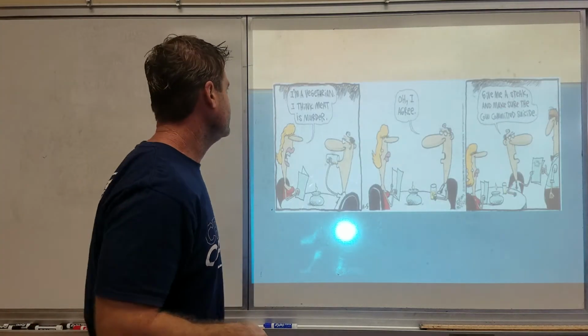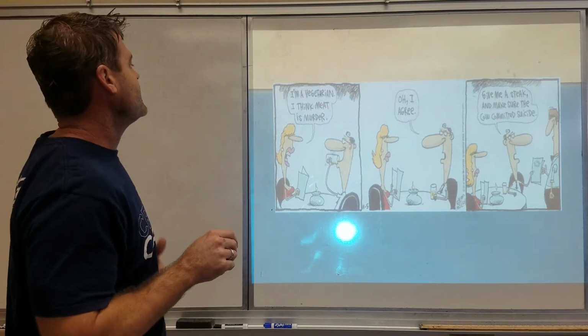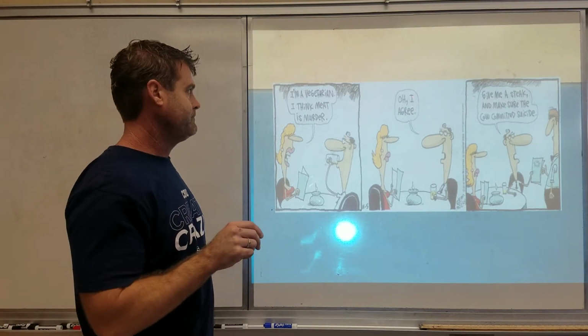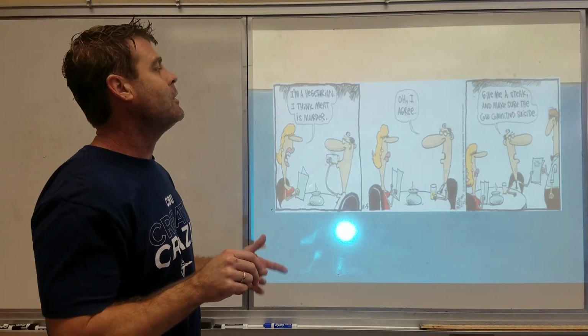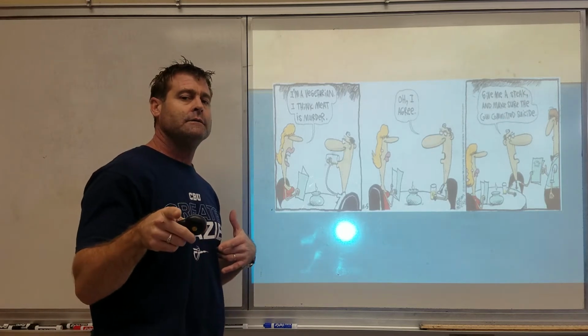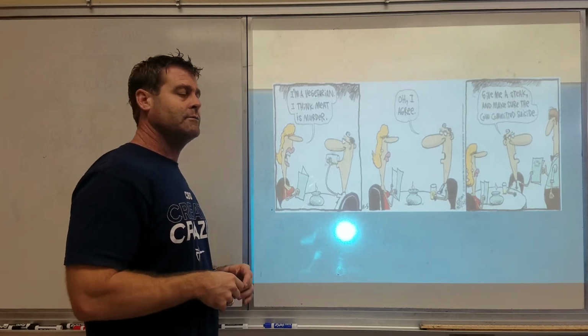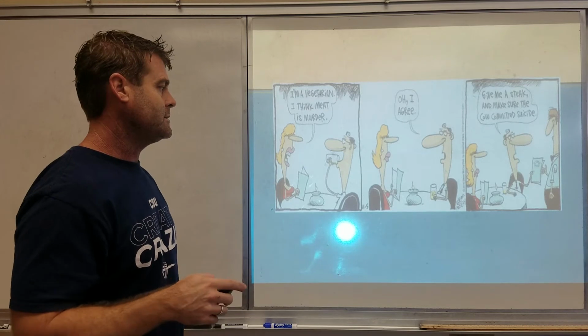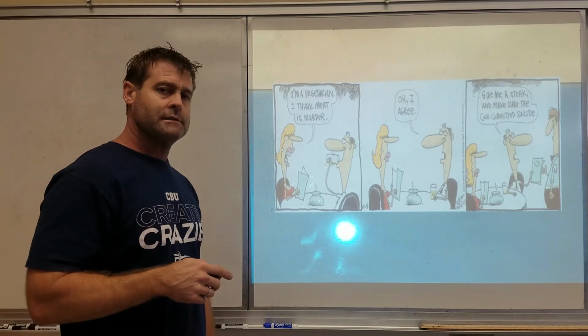Okay. She says, I'm a vegetarian. I think meat is murder. Oh, I agree. He said, give me a steak. Oh, and make sure the cow committed suicide. Right, he didn't want one of those cows, not the ones that kill. It's kind of messed up.